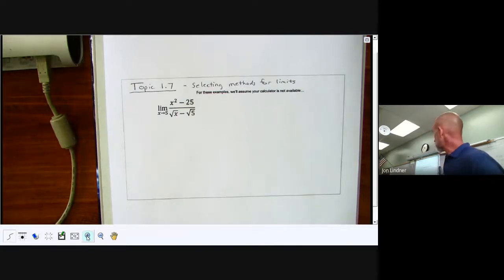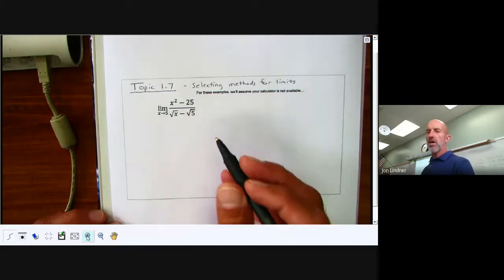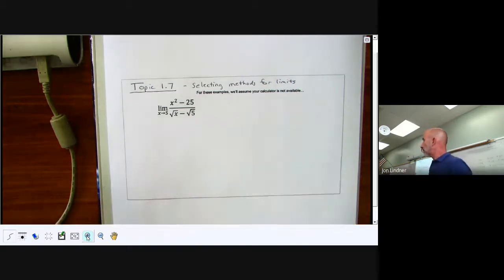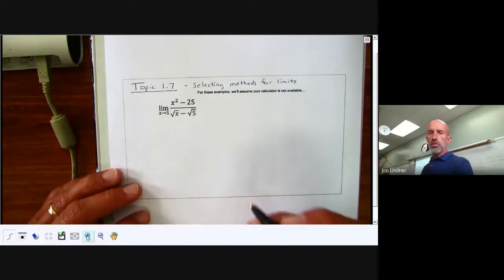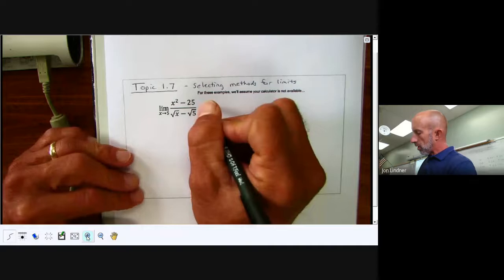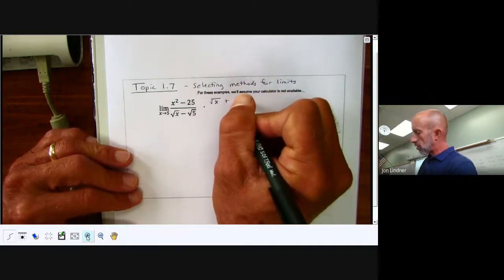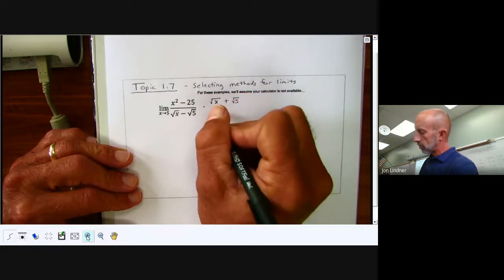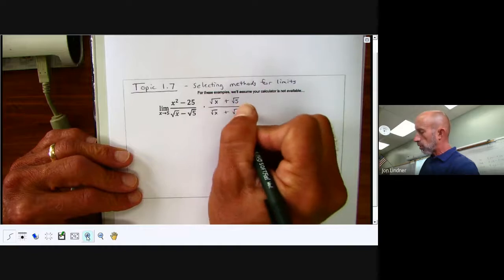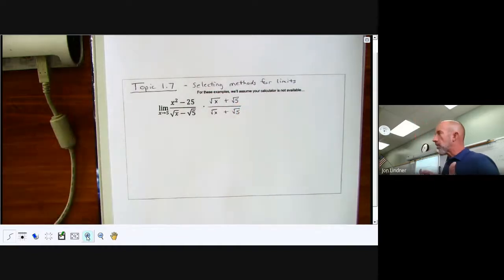And on this first one, I think that we already have an idea of what we're going to do, don't we? Remember the conjugate? We're going to multiply the top and bottom by the square root of x plus the square root of 5 over the square root of x plus the square root of 5. It's kind of a giveaway.